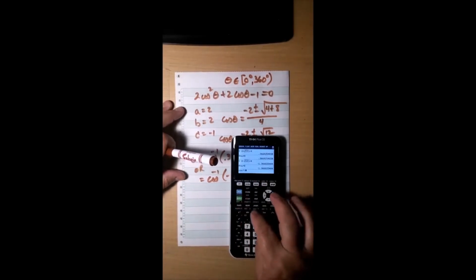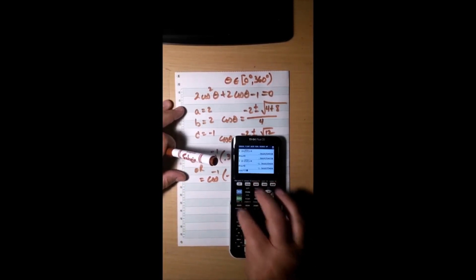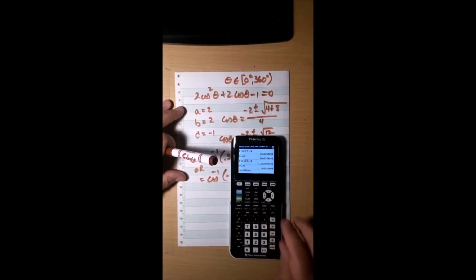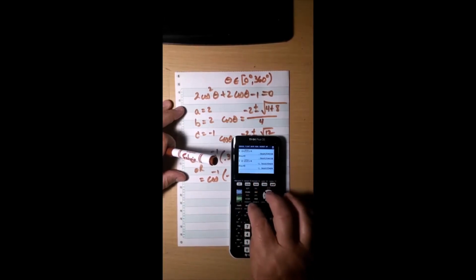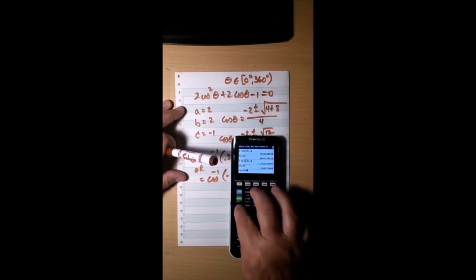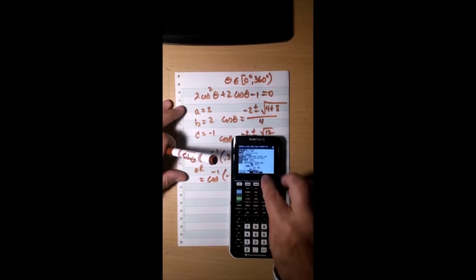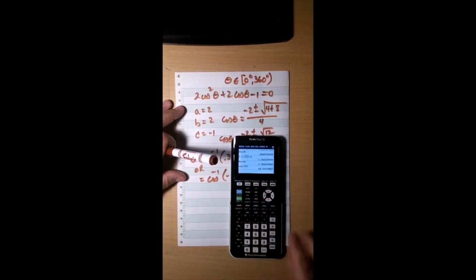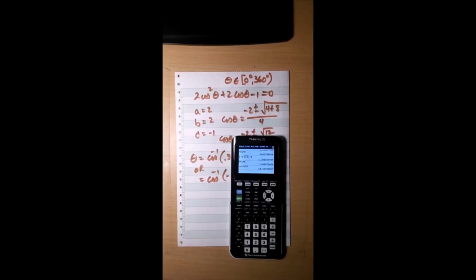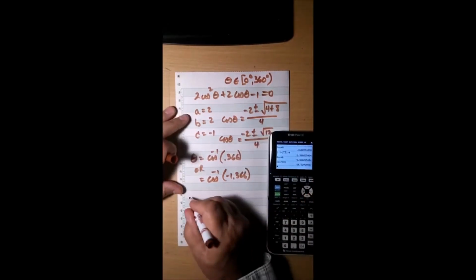Inverse cosine of A, which is the 0.366. Oops. Inverse cosine of A. Close the parentheses. Make sure of the mode. Yes, degree mode. 68.53 degrees. We'll just cut it off at that.